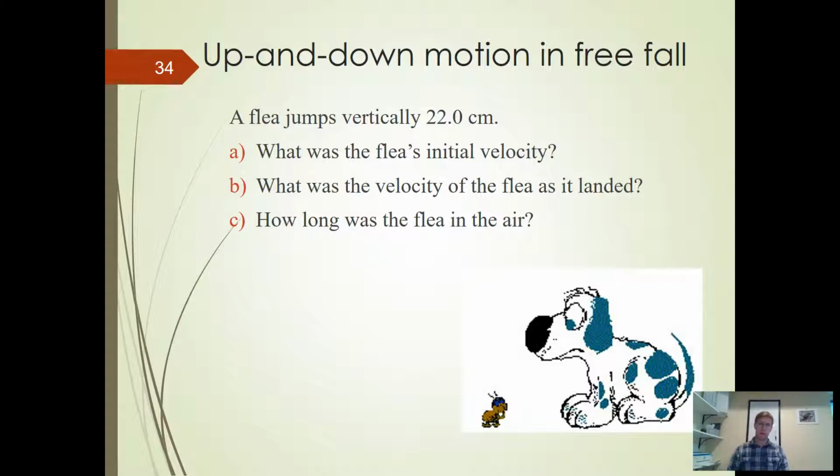So pause the video, try this one out, and then we'll solve it together here in just a second. Did you do it? Okay. Hopefully you did. If not, pause it for real.